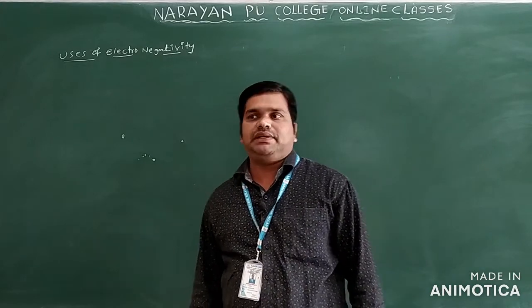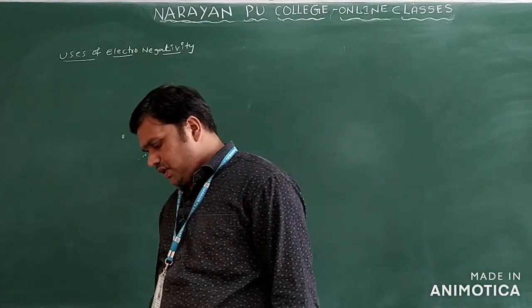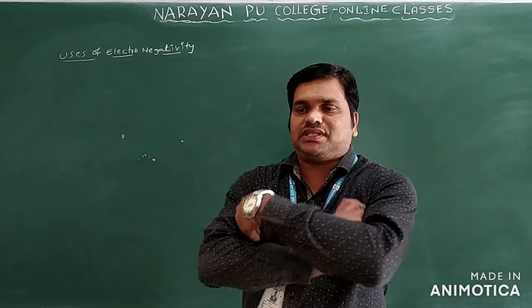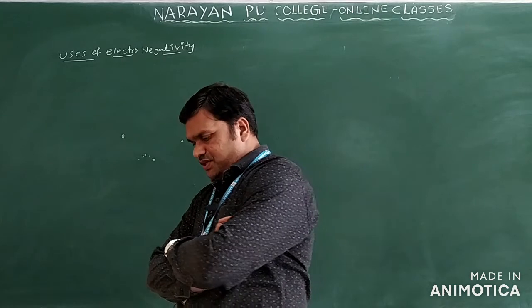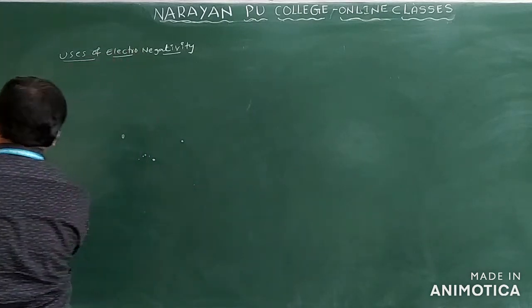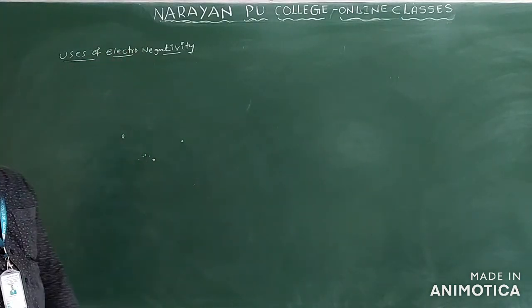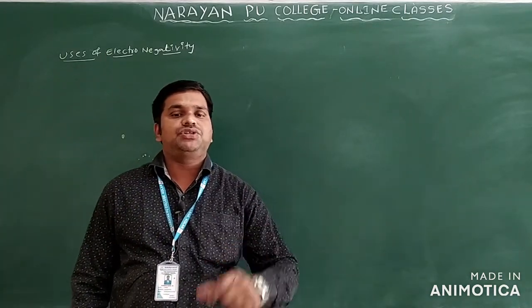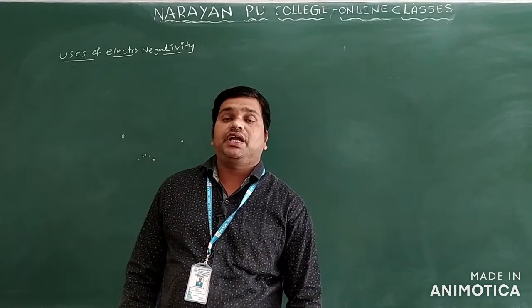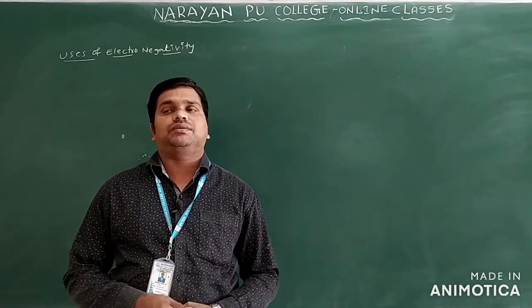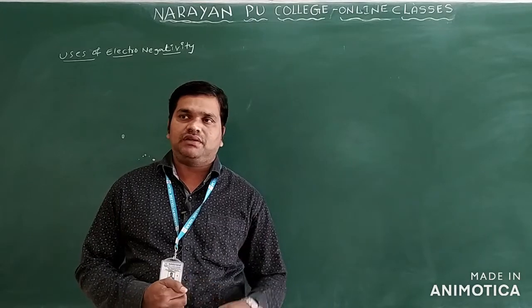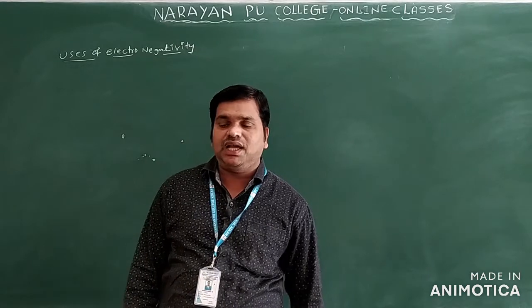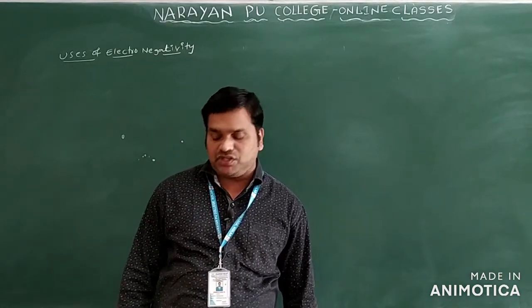In the previous episode we completed electronegativity. We discussed the definition of electronegativity and how it changes across periods and groups. In today's episode we will cover one missed point regarding electronegativity, that is, the uses of electronegativity. By using the electronegativity difference we can identify the nature of the bond, whether the bond is a covalent bond or an ionic bond. We identify this by the difference between the electronegativities of the two elements.